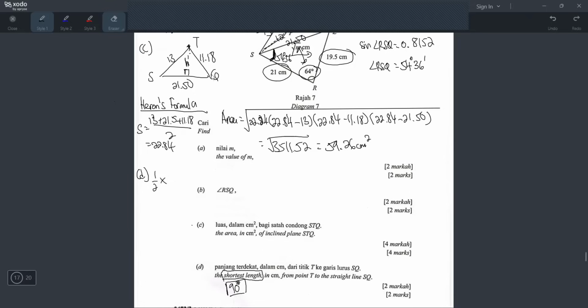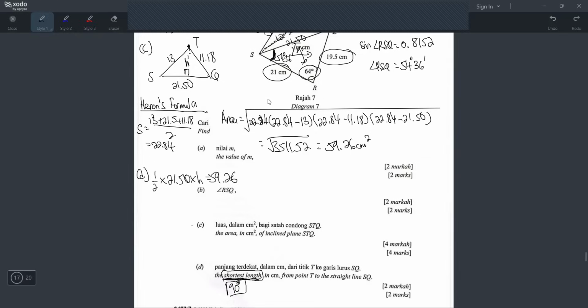So 1/2 times base times height, but which one will be the base? Look at your height. Your height is this one. So your base must be 21.5 and then times height, right? And the height you don't have, right? But don't worry because you have the area 59.26, right? So remember this. This is actually exam famous. They really like to ask the shortest length one in exam. So whenever they ask shortest length, shortest distance, use area.